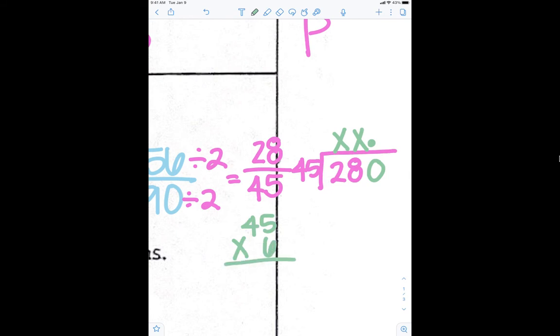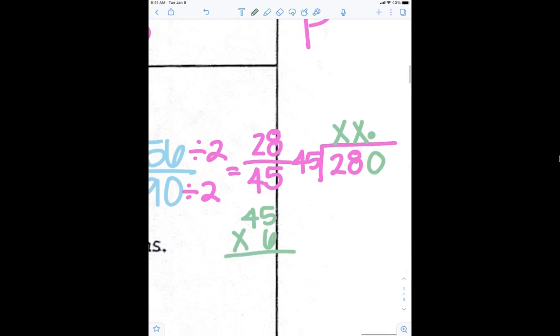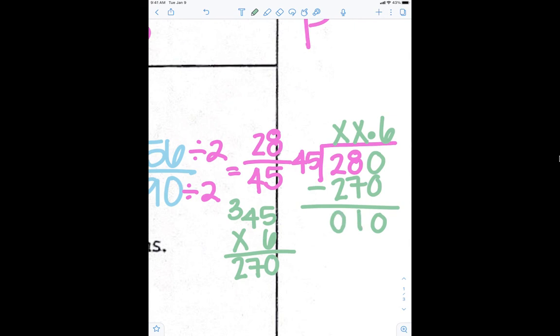You could make a hashtag if you want, but it's kind of a big number to make a hashtag. So 6 times 5 is 30. 6 times 4 is 24. 25, 26, 27. So 270, which we did good. So that's 6 times. When I subtract, 0 minus 0 is 0. 8 minus 7 is 1. 2 minus 2 is 0. So I've got 10. Then I'm adding another 0, bringing it down.